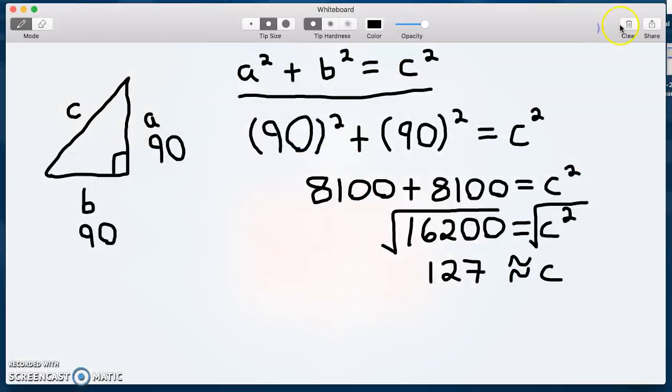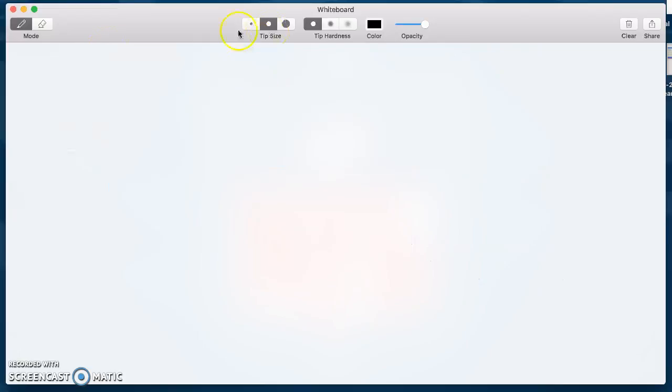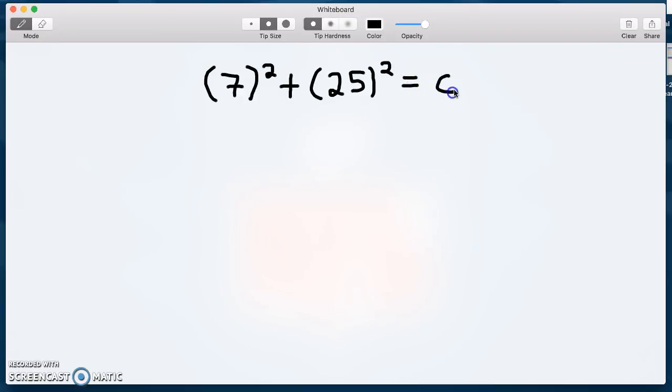I'm going to clear this because we don't need it. All right, so now I'm going to plug in 7 for A, so it's going to be 7 squared. And then I'm going to plug in 25 for B. So it's going to be 25 squared. And again, we're looking for C squared, what C is. Okay, so it's going to be C squared.